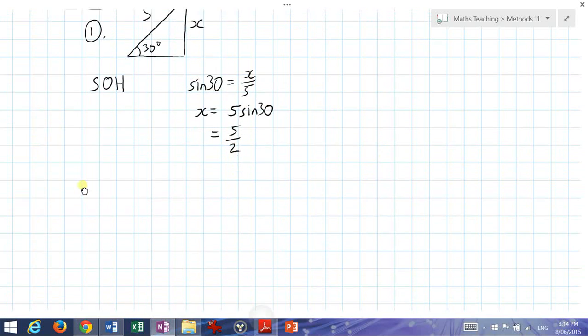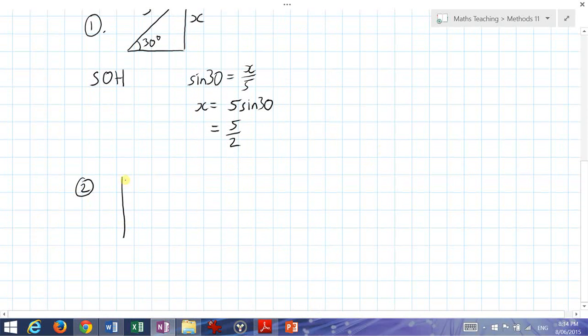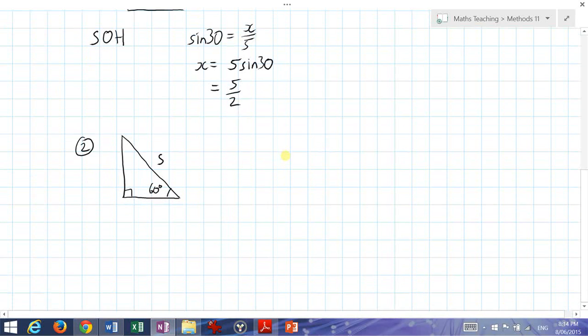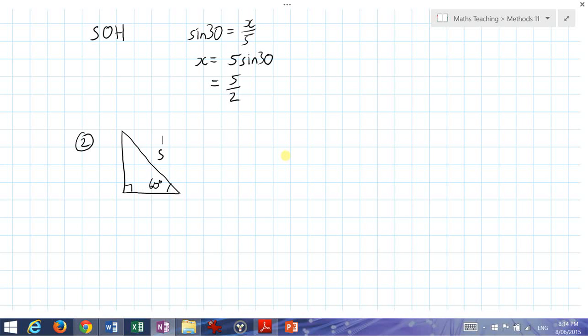Let's take another example. What if we had a triangle with a right angle there, an angle of, say, this time 60 degrees. My triangles aren't really being drawn to scale, but let's pretend that that's 60 degrees. And this time we want to know what the hypotenuse is. Let's call this S, just for a random variable. And we're given that this length over here is 7.